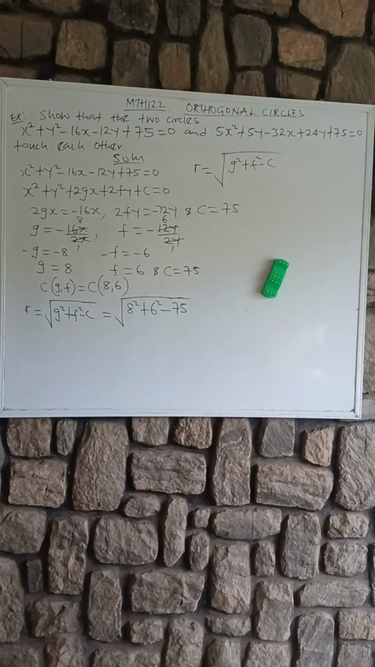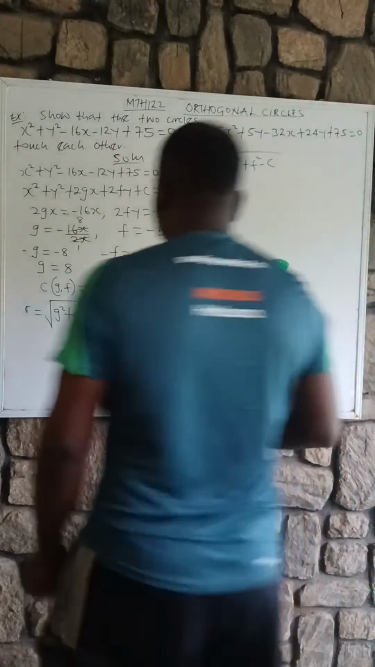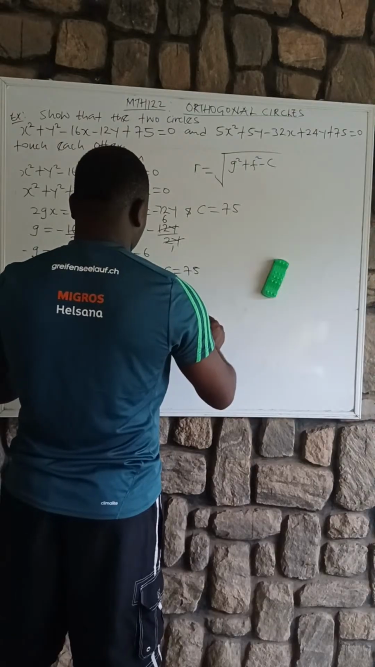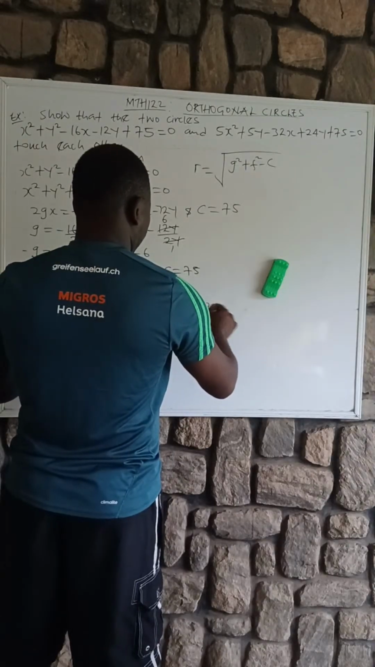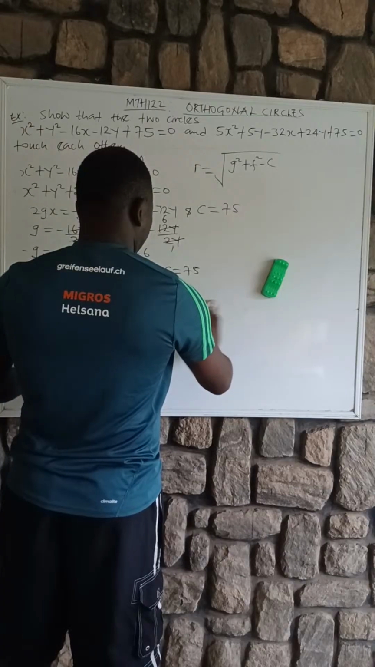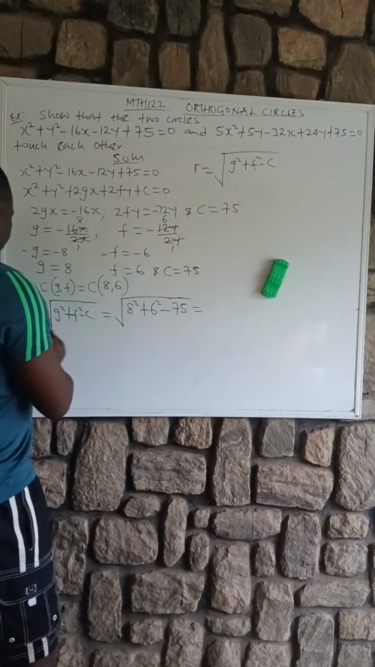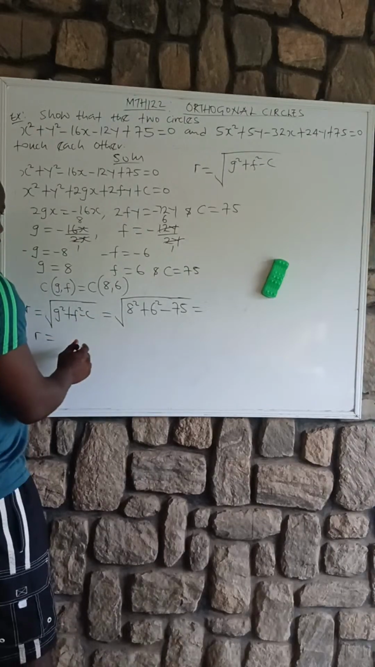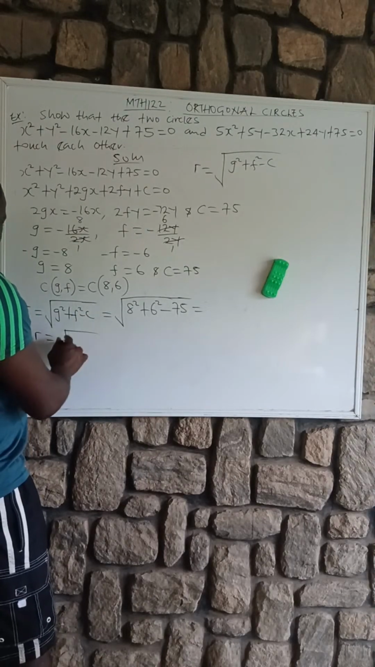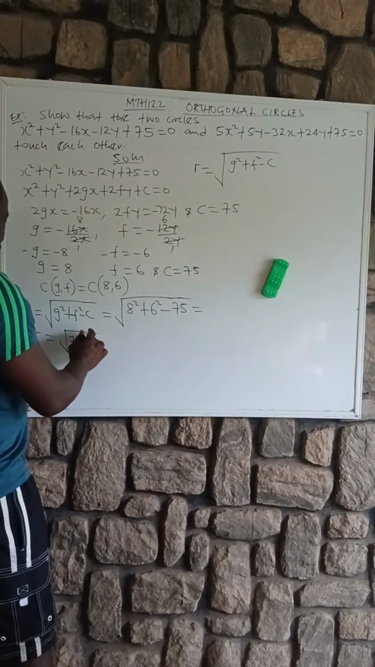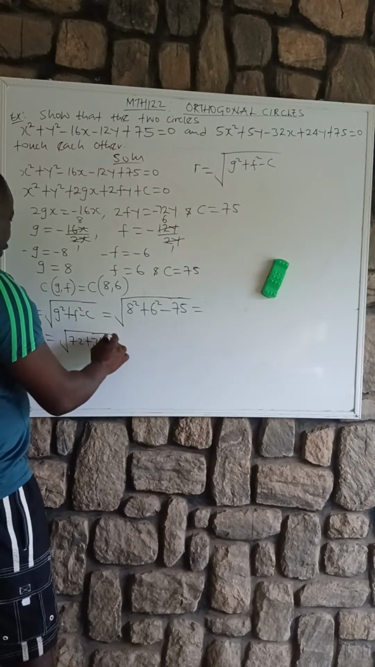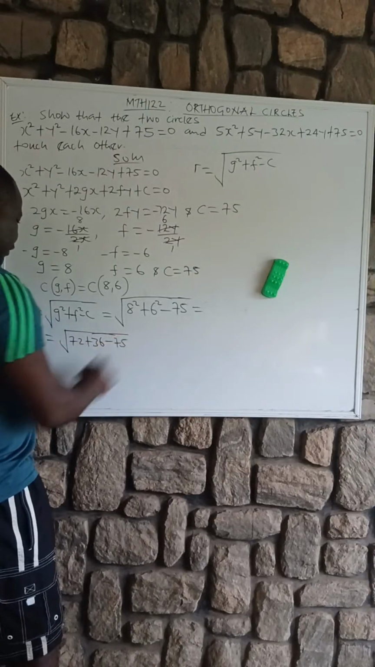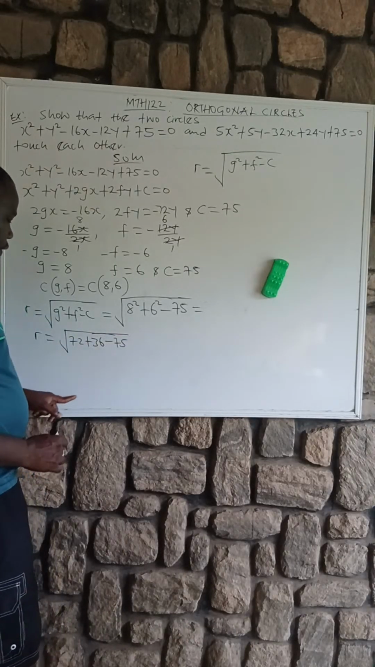Okay. So you said this is what? 20. Okay, let's do it together. Our R is equal to 72, right? Here is 72 plus 36 minus 75. True or false?